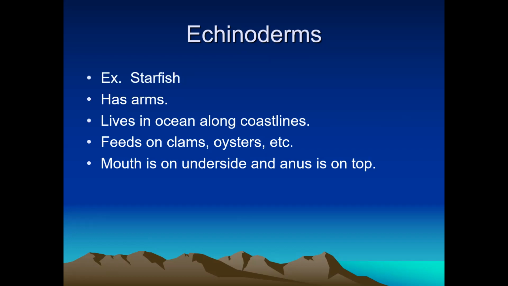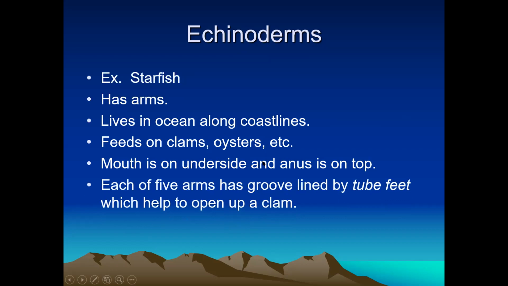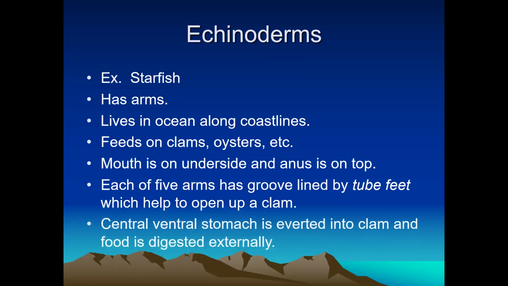The mouth is on the underside, and the anus is on the top of the body. It has these five arms that have a groove down each of the arms, and that's lined by tube feet, which are kind of like suction cups almost. They help open up the clam. And then this mouth being on the underside, the central ventral, ventral being stomach, underside, right? In the center, where all the arms come together, that radius in the center, that is where the stomach is located, and it just everts it into the clam, and the food's digested externally.